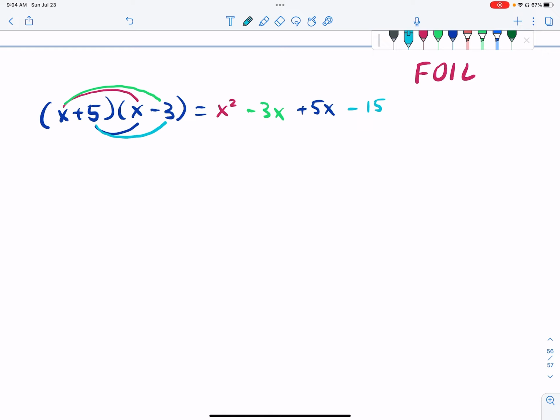Now, of course, what we would do is combine these two middle terms here, because they're like terms, they're linear terms. You just combine the two coefficients here. In this case, a negative 3 and a positive 5 is going to give me a positive 2. So then I bring down my whole entire simplified quadratic expression as x squared plus 2x minus 15. Okay, so that was foiling. Going backwards from foiling is called factoring.